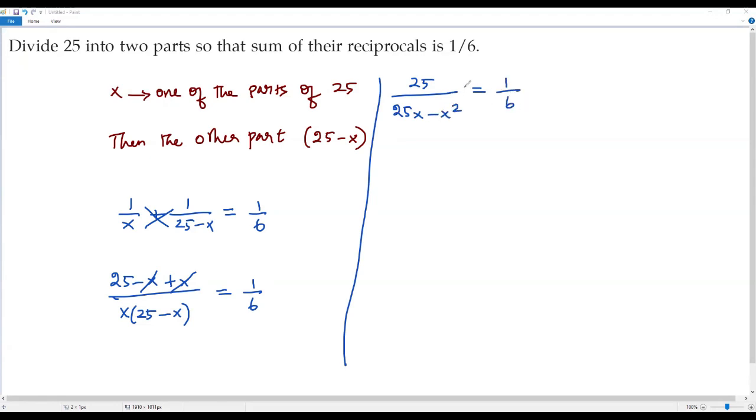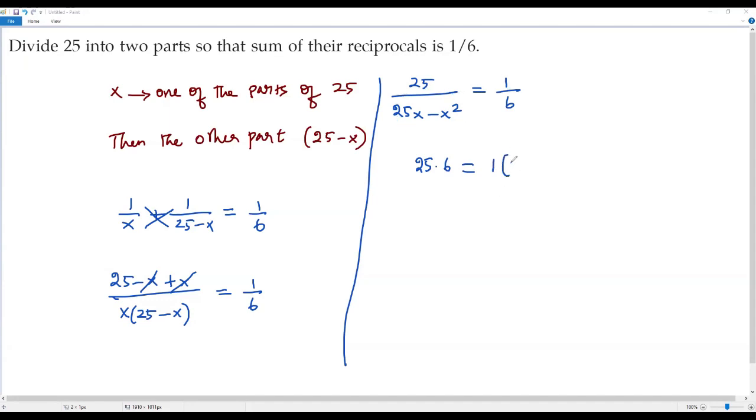Okay, now what we can do is cross multiplication to do further simplification. The numerator on the left side has to be multiplied by the denominator on the right side. That is 25 times 6. And the numerator on the right side has to be multiplied by this denominator on the left side.